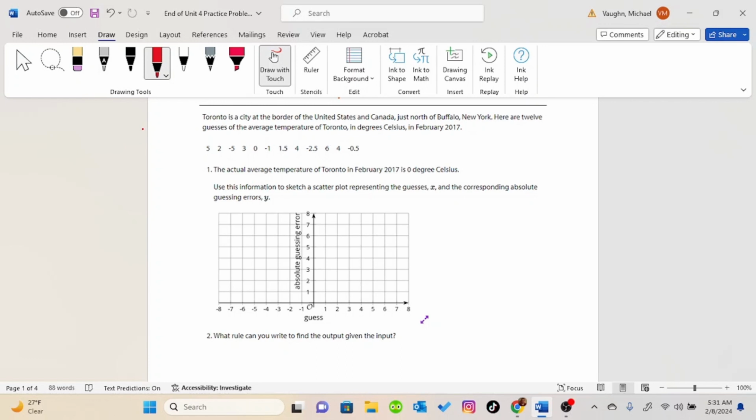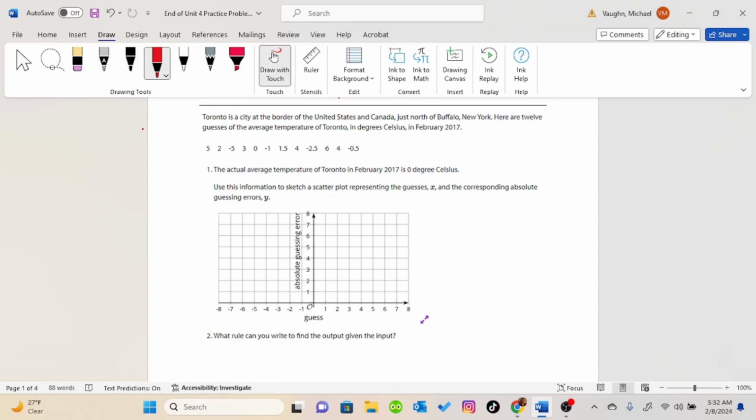So we can see that the x-axis represents the guess and the y-axis represents the absolute guessing error, or how far away that guess was from the actual number. When we want absolute guessing error, we do not care about the sign. We only care the distance from the actual number. So our y values will always be positive.